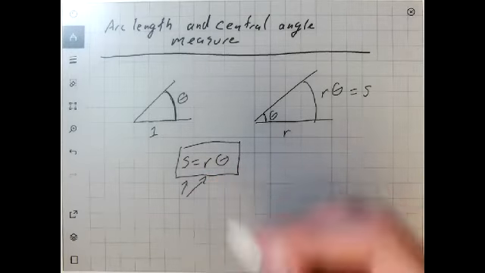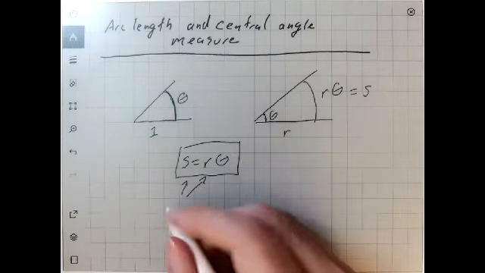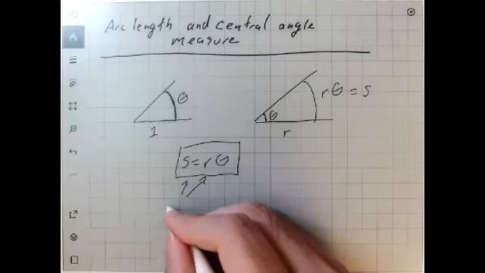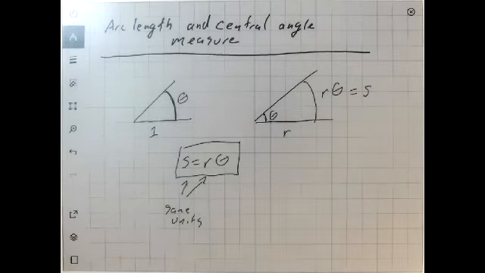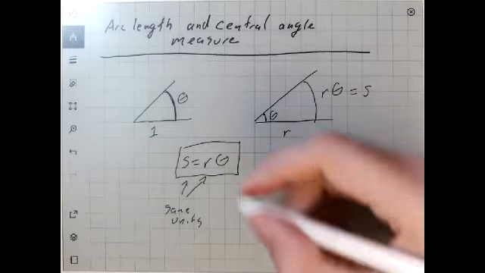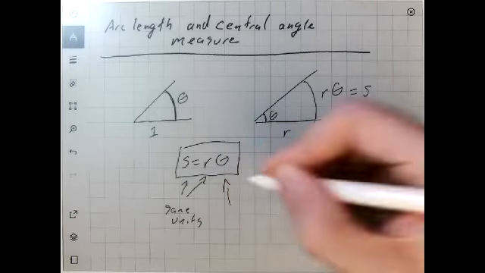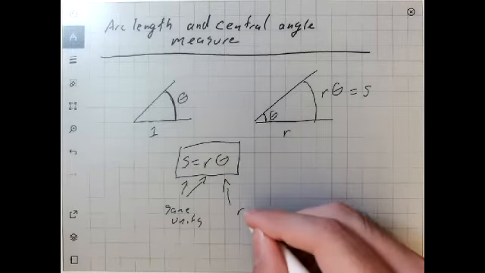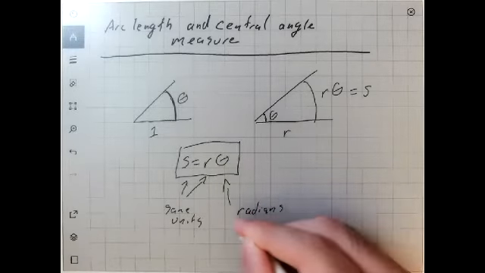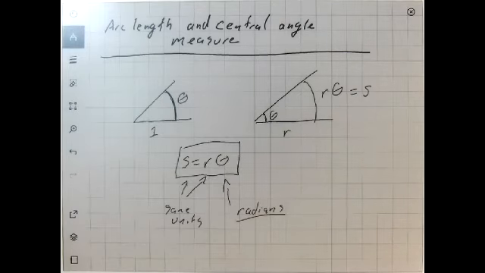And s and r can be any kind of length units you want, but they will always end up the same. So inches, centimeters, miles, parsecs, doesn't matter, but it's going to be length units and it's going to be the same. The important thing to keep in mind is that your angle theta must be in radians.